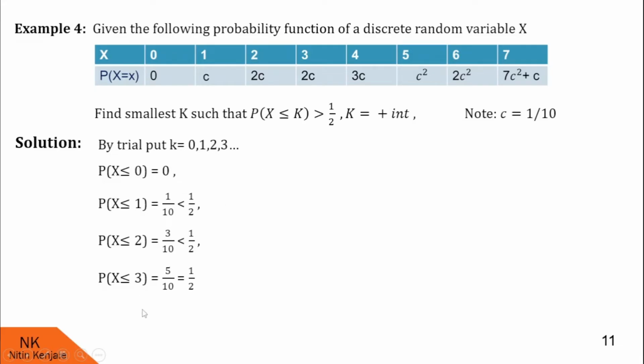Now let's take k equal to 4. When I put k equal to 4, P of x less than or equal to 4 is c plus 2c plus 2c plus 3c. That is 8c. 8c is 8 by 10. That is 4 by 5. And 4 by 5 is greater than half. Therefore, k has to be 4. I hope guys you understood this answer. Now let us proceed for next example.